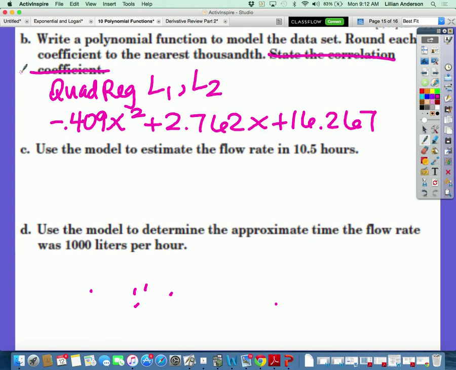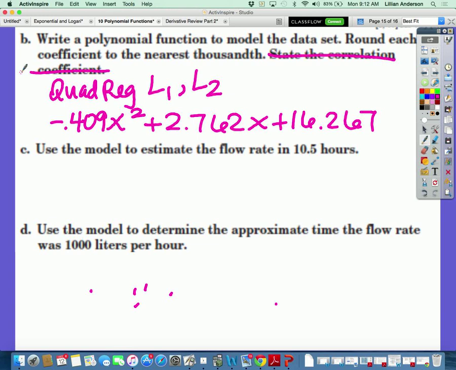Practice. It says use the model. In other words, use the equation that we came up with to estimate the flow rate in 10.5 hours. You're going to plug 10.5 in for what? In for x, because remember, the x-axis represents your time. We know our time. We're trying to figure out our flow rate. Okay?